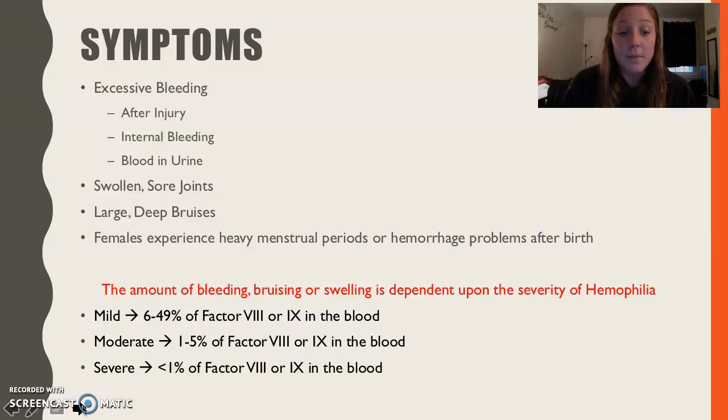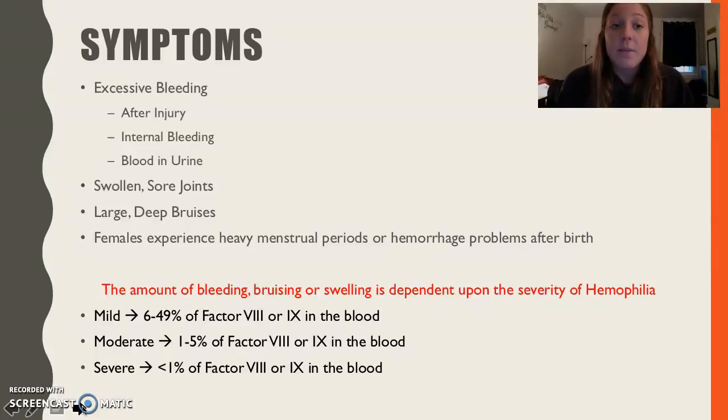The excessive bleeding may occur after injury. For example, a small child may get injured on a playground falling. He may cut his elbow. If he was a hemophiliac, he would bleed a lot longer and need to be treated. But if he was healthy, he could just put a Band-Aid on and he'd be totally fine.